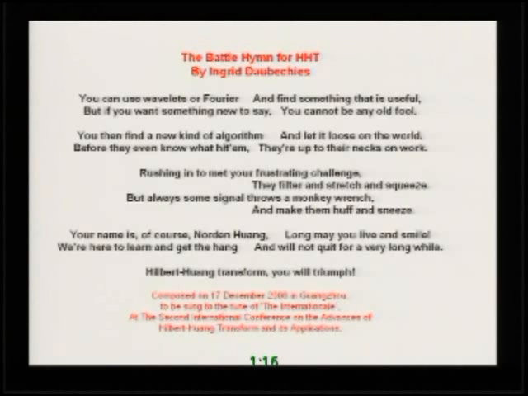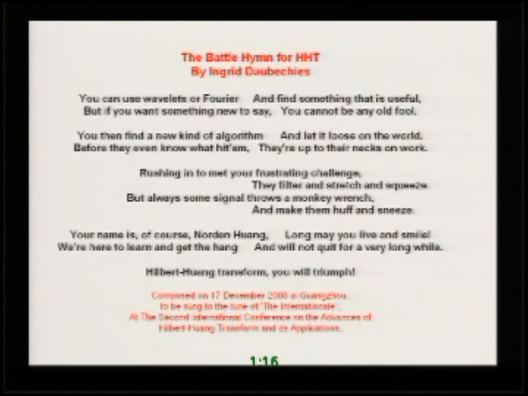This was composed by Ingrid Daubechies. Ingrid Daubechies is a professor at Princeton University Math Department, and she is the inventor, I would say the mother, of wavelets. I tried to get her to help me study HHT for 10 years, and finally she turned around. She said, "Yeah, I will do that." And actually, she was at the second international conference on the advances of the Hilbert-Huang transform and its applications. Some of you were there. Song Zhong was there, and Huang Adam was there.